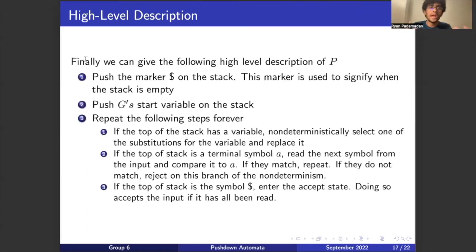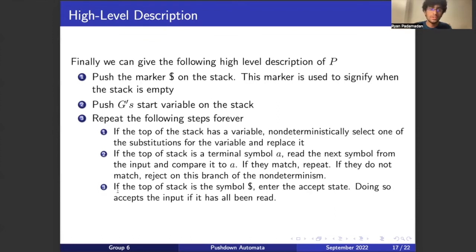Now, this is the final high-level description of the entire construction. So we first push the $ sign on top of the stack to signify when the stack's empty, push the start variable, and then follow these steps. If there's a variable on the top, non-deterministically select a possible substitution. If there's a terminal symbol, we match it with the input symbol. And if they are the same, pop. If they are different, reject that branch of the computation. Finally, if we reach the end of the input string and we have an empty stack, then we accept. And with that, I conclude my side of the proof.